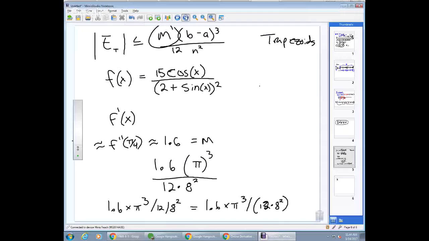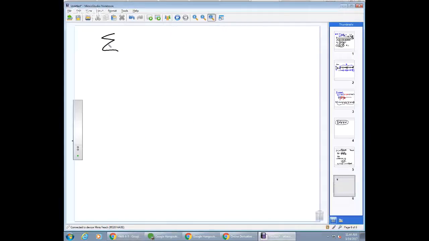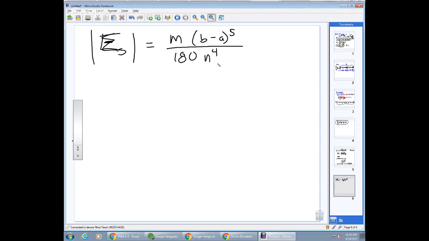So let's see. Back here, our error, that was supposed to be an E, not a sum, for Simpson's Rule, an absolute value, is going to be m times parentheses the width of the interval to the 5th power over 180 times n to the 4th power. So we have to come up with a guess on m.